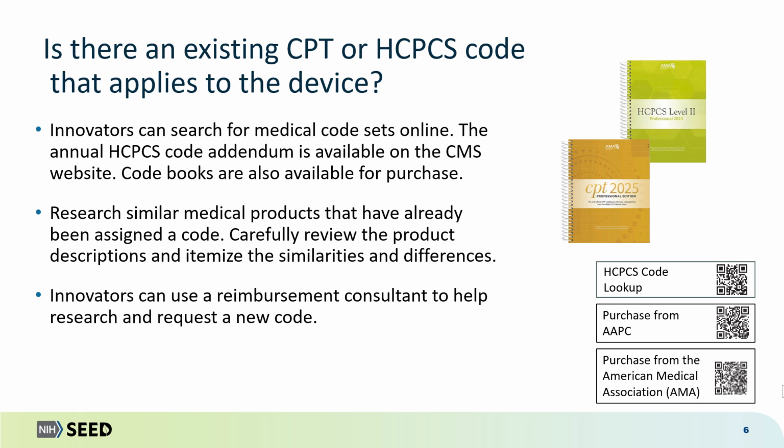Okay, you can also research similar medical products that have already been assigned a code. If similar medical products exist and they describe exactly what your product does, those codes can be utilized for your product. It is probably an easier road if a similar code or product already exists out there and you can utilize that code. However, if it does not describe your product, do not utilize the code and go down the road of obtaining a new code. You can use a reimbursement consult to help research and request a new code.